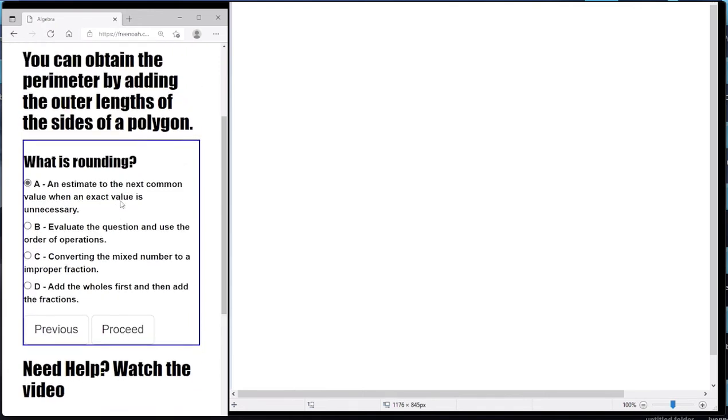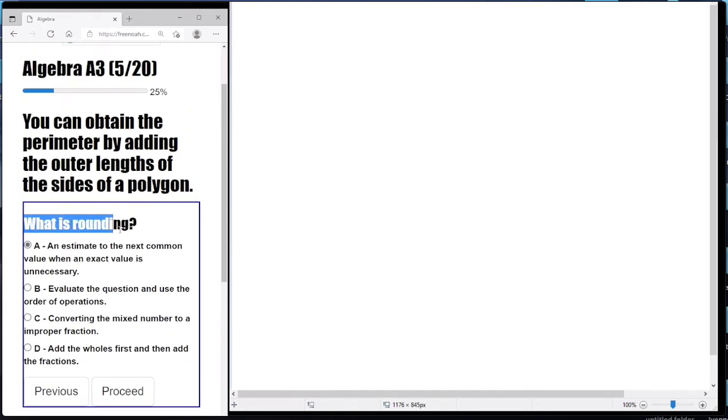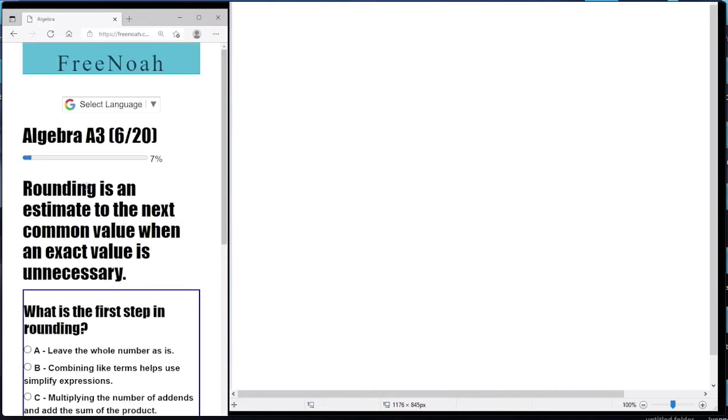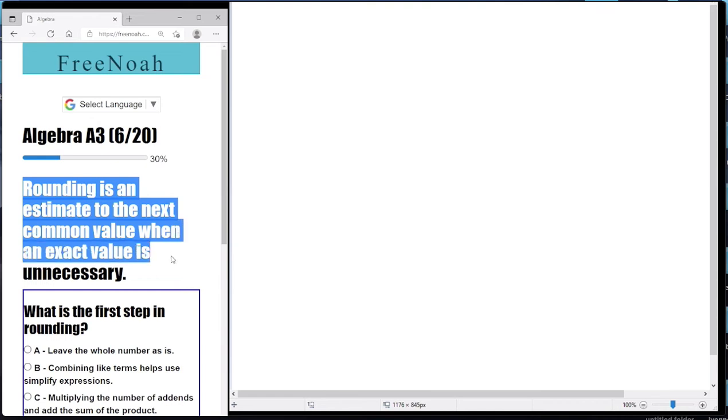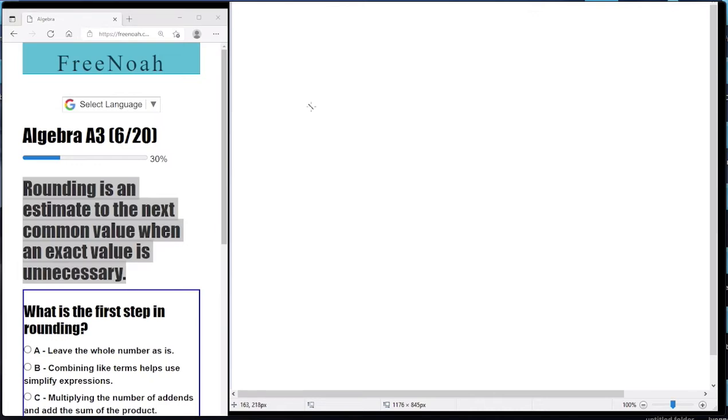Let's give you a definition of rounding here. So what is rounding? This question is asking the definition of rounding. Rounding is an estimate to the next common value when an exact value is unnecessary. The benefits of rounding are that it can make calculations faster, simpler, and easier.